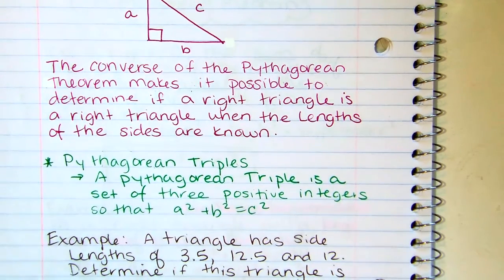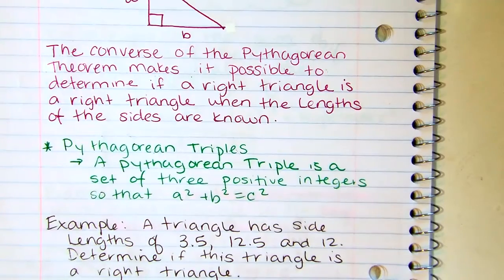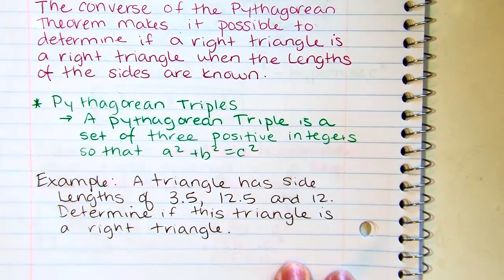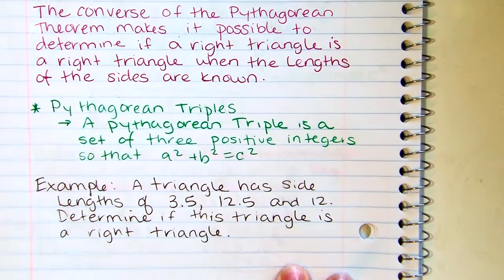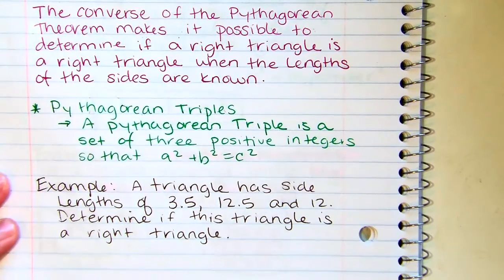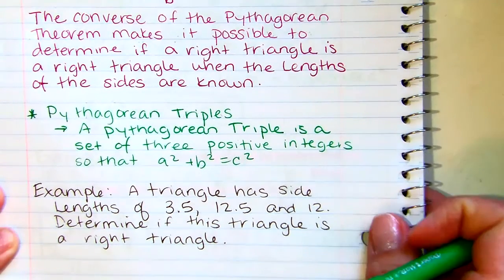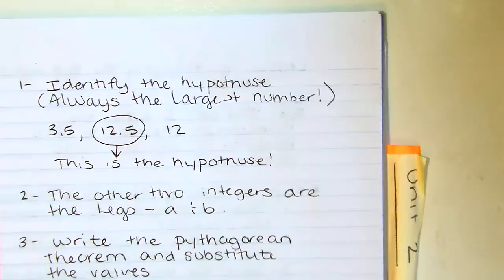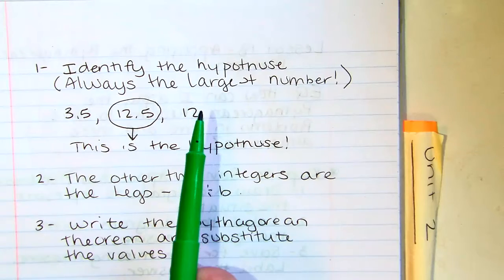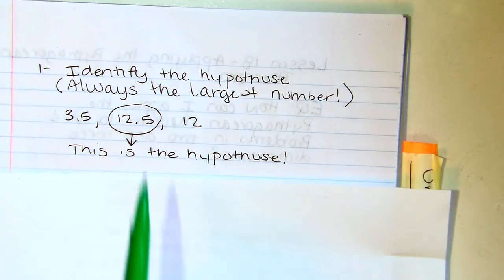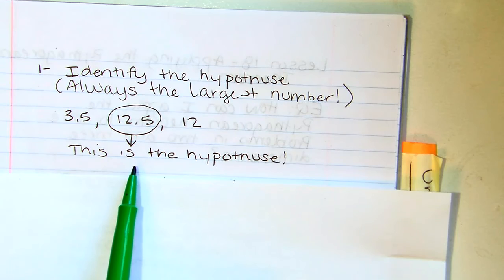An example that we have is this problem here. A triangle has side lengths of 3.5, 12.5, and 12. Determine if this is a right triangle. Now, the first thing we're going to need to do is identify which one of these is our hypotenuse. The hypotenuse is always the longest side of the triangle. So for this particular problem, again, the hypotenuse is always the largest number. So we're going to begin by identifying that 12.5 is our hypotenuse.